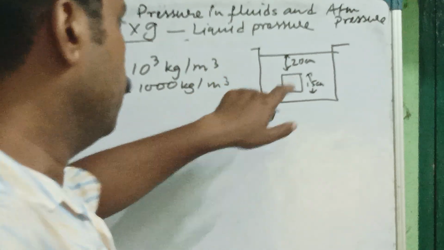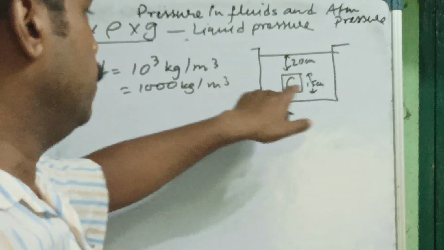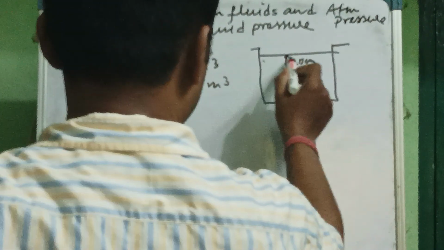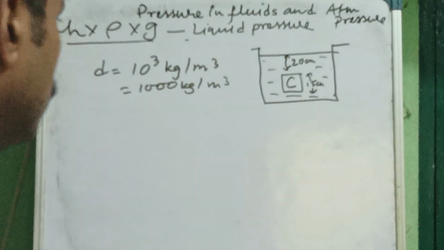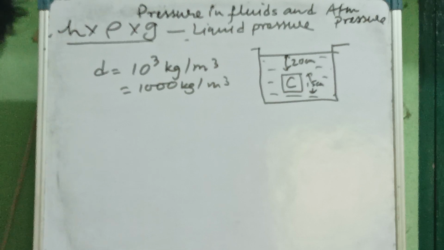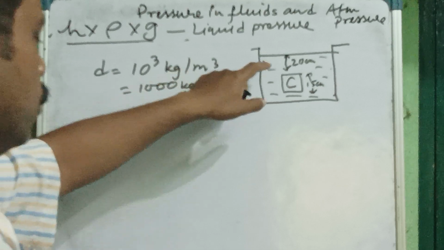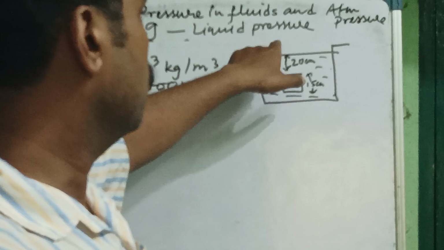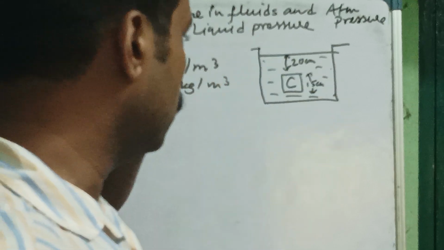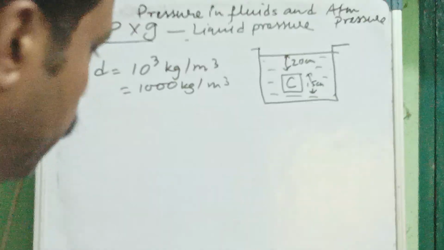So this is a cube, immersed in a tub containing water, and the density of the water is 1000 kg per meter cube, such that its top surface is 20 centimeter below the free surface of the water. So the cube is immersed, and the top surface is 20 centimeter from the surface of the water. Calculate the pressure at the top of the cube.